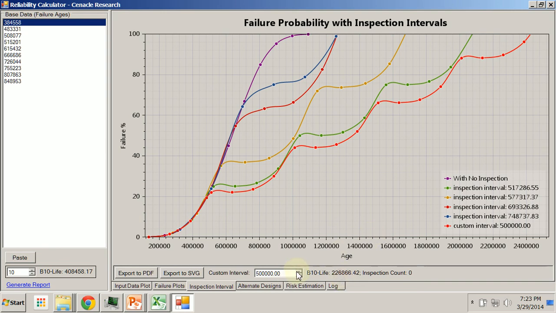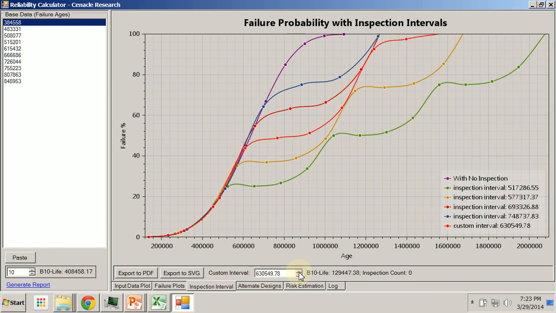For example, let's increase our custom interval. You can see that as I increase my custom interval gap, that means there is more gap between two consecutive inspections, the failure rate keeps increasing. The red line keeps going up and up, closer to the blue line, which is no inspection at all. So our goal is to keep it to the lowest possible.